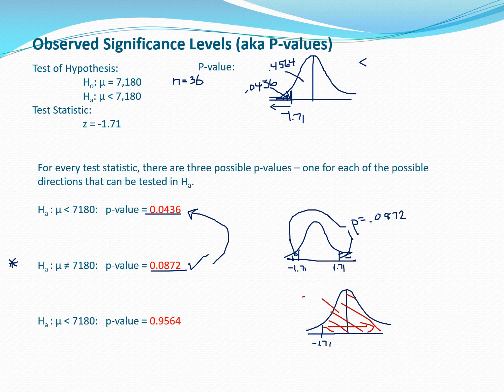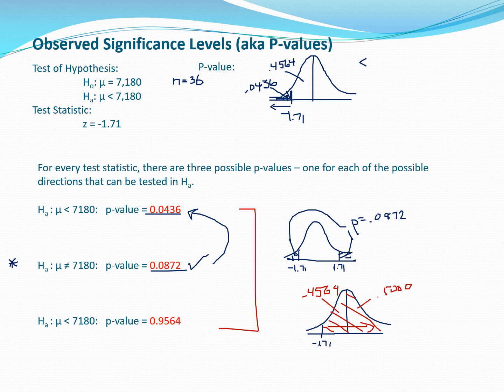So if you have 0.4564 in here, we know on this side we have 0.5. So you add those two things together and you get 0.9564. Notice that these two things, the greater than and the less than p-value, sum to 1. Will they always do that? Yeah, they will. The point is, for every test statistic, there are three possible p-values. It depends which test you're doing.